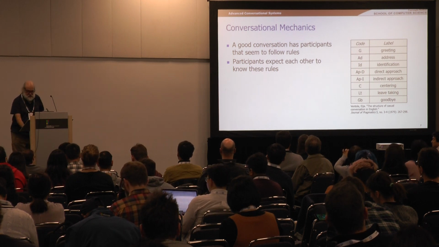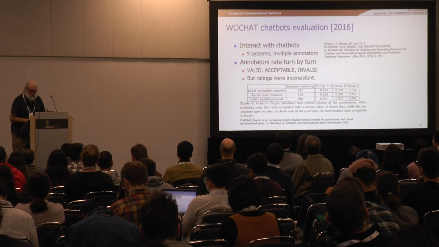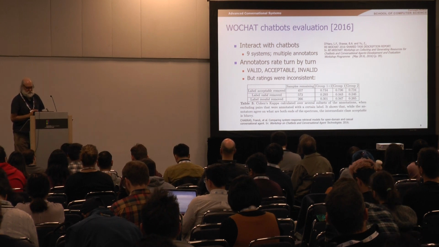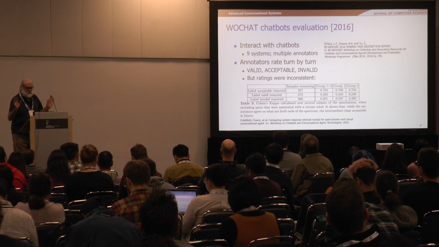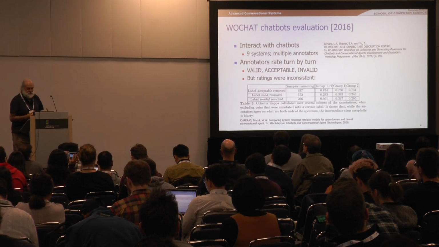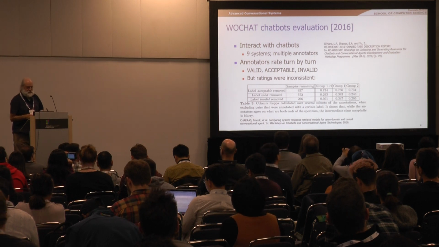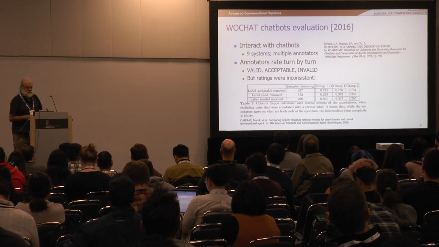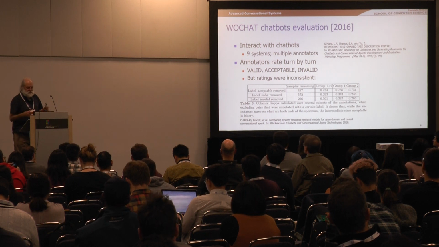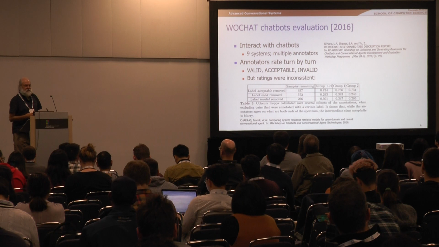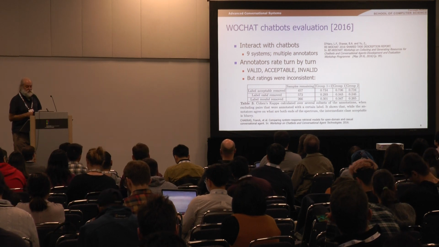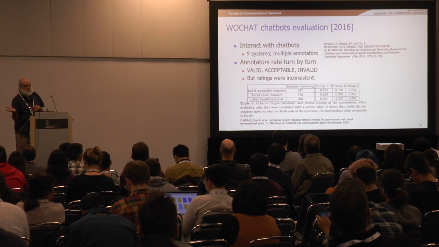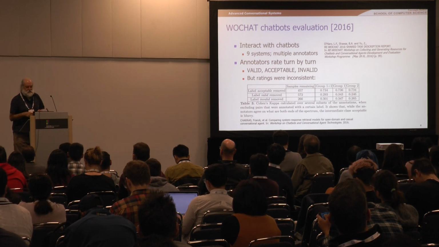So the first one is something that I ran across during one of the WOCHAT workshops. This involves a bunch of what today we would call earlier contemporary chatbots. A bunch of systems were tested with a panel of users, and then annotators came by and rated the output on a turn-by-turn basis. And they used three labels: a valid response, an invalid response, and something acceptable, which was somewhere in the middle.